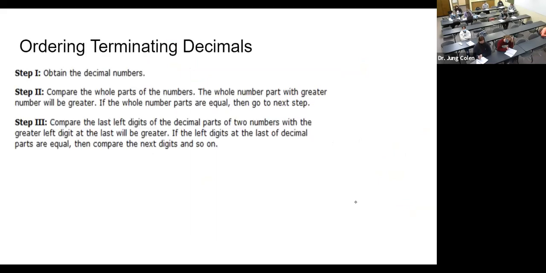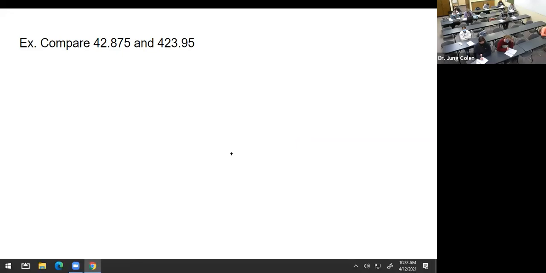Okay, so let's think about ordering terminating decimals. If you are comparing 42.875 and 423.95, which one's greater? 423.95, right? How do we know? Because of the whole number. Exactly. Exactly. Where did my table?